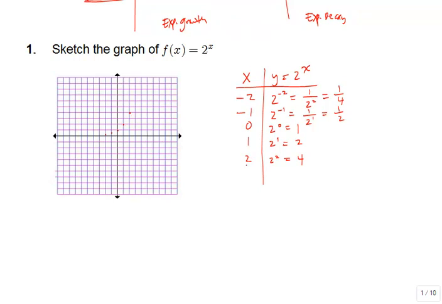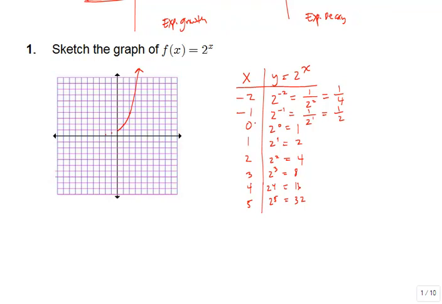Now, as this power gets more and more positive, imagine what's going to happen. So if I were to make this 3, 4, 5, and so on, then this would be 2 cubed, 2 to the 4th, 2 to the 5th, and these numbers are just going to keep growing. 2 cubed is 8, 2 to the 4th is 16, 2 to the 5th is 32. So these y values are going to continue to get higher and higher, faster and faster. So this graph is going to continue to grow as we go to the right.